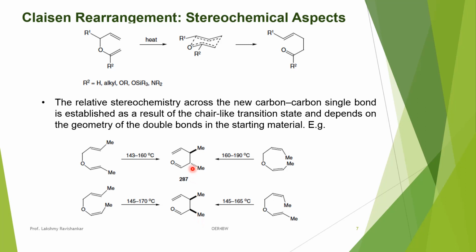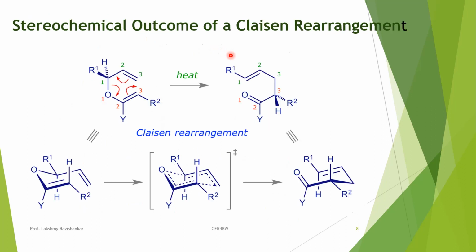So similar to the transition state which we saw in the Cope rearrangement, here also the stereochemical outcome is going to be similar to that, since the transition state model is the same in both of them. Both of them have the chair-like transition state. The same thing we have shown here.